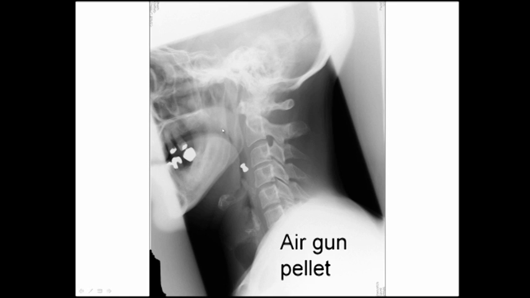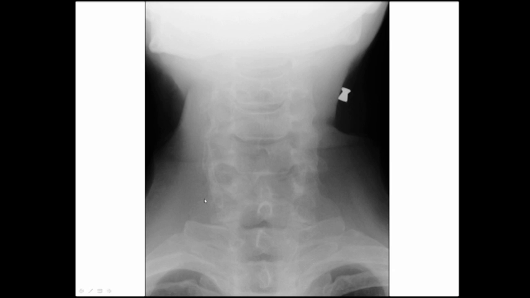And I don't think I'm going to give a prize for this one. You can see the air gun pellet there lodged in the neck. Take another view and you see it again just here. Of course, the key thing here is thinking about what important structures, arteries, veins, nerves, could be involved as a result of this foreign body.